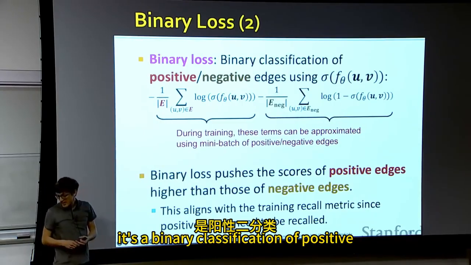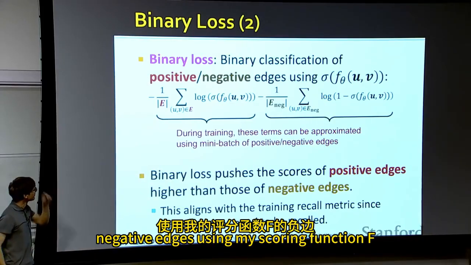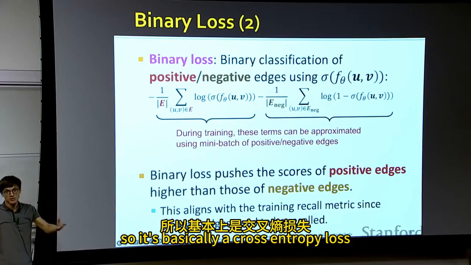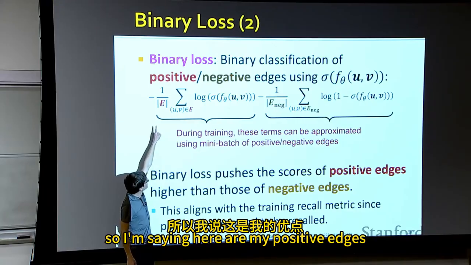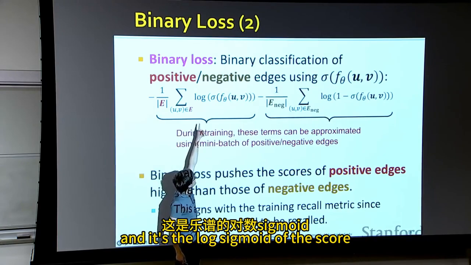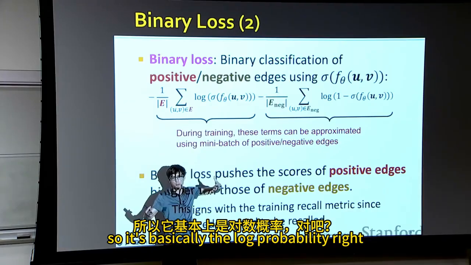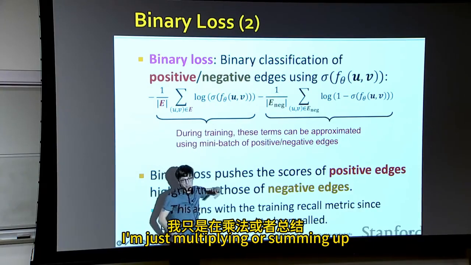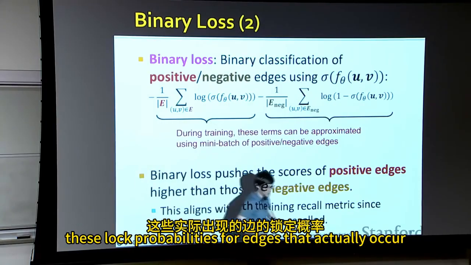So a binary loss is the following, right? It's a binary classification of positive and negative edges using my scoring function f. So it's basically a cross entropy loss. That's another way to say it. So I'm saying here are my positive edges. It's a sum over my positive edges, and it's the log sigmoid of the score. So it's basically the log probability, right? I'm just summing up these log probabilities for edges that actually occur.